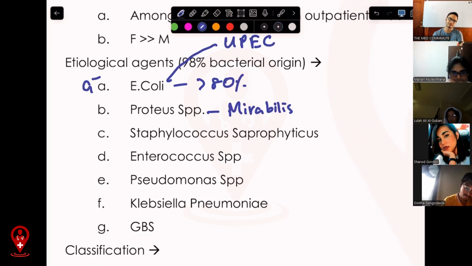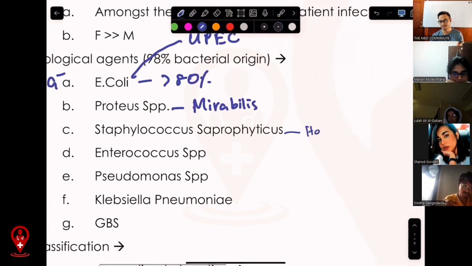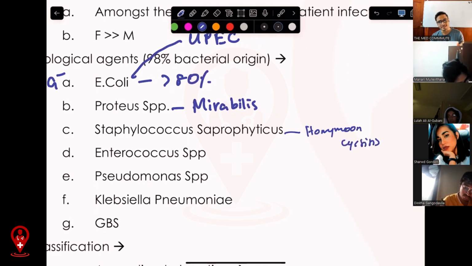Then this Staphylococcus saprophyticus. These big names, guys, don't get scared. It's a Staphylococcal species, a gram-positive organism. This one is known to cause, have you all heard the term honeymoon cystitis? Right? Honeymoon cystitis. What is cystitis, guys? What is honeymoon?